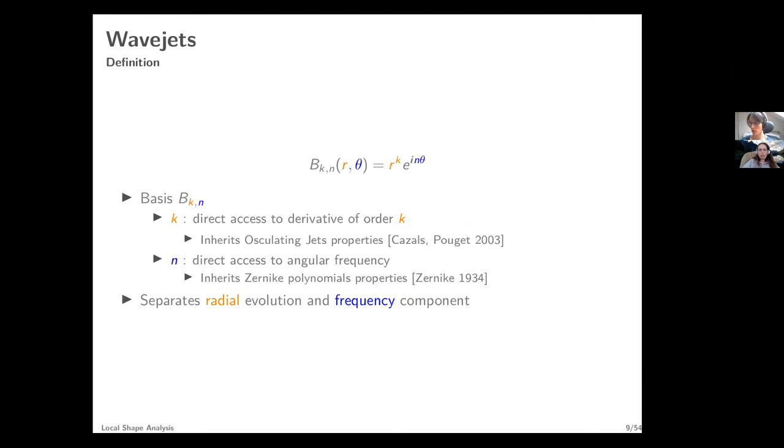And to fix that, we try to take the best of both worlds and introduce the wave jets, which is a very simple function basis, basically R to the K, and then the complex exponentials. So it splits the function into a polynomial evolution in R and some frequency components around the normal. Through K, we get direct access to derivatives of order K, and through N, we get direct access to some angular frequency component. This way, we bring together nice properties of both spaces.